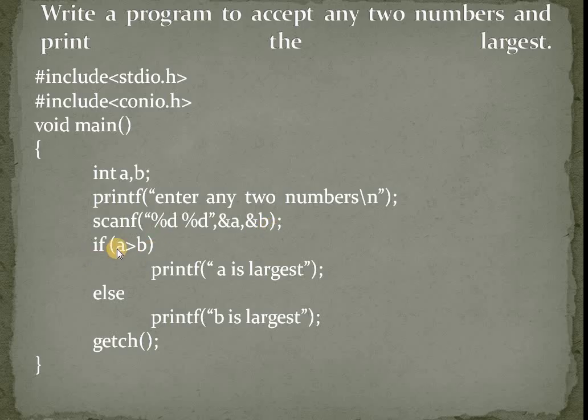Next, if A is greater than B, we are going to print A is largest. If A is not greater than B, else printf B is largest. And at the last we are going to write getch and then the closing curly bracket. We have already discussed these in algorithms and flowcharts. We have now just converted it into a C program. So no need of explaining the logic over here. Just see the syntax and the working of the relational operators.